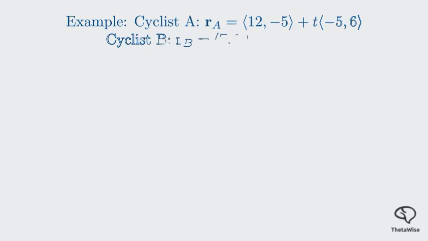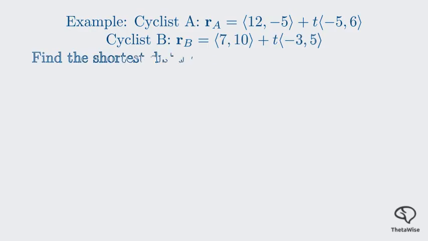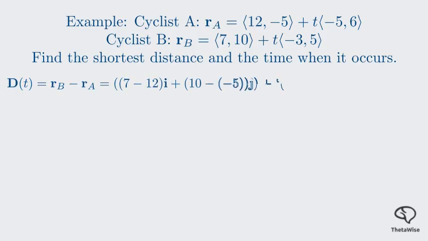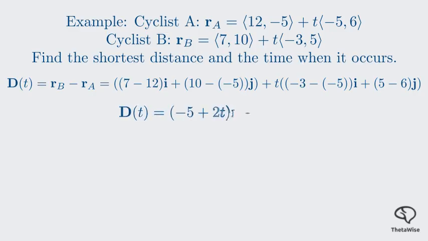Cyclist A has position vector RA and cyclist B has RB. Time t is in seconds. We need to find the shortest distance and when it occurs. First, let's find the vector connecting them, dt. We subtract RA from RB. This gives us (7, 12) minus (10, 5) for the initial positions plus t times (-3, 5) minus (5, 6) for the relative velocity. Simplifying this, the vector between them is (-5 plus 2t, 15 minus t).